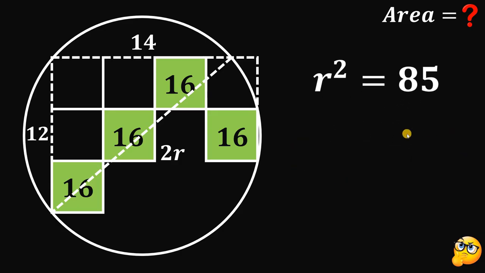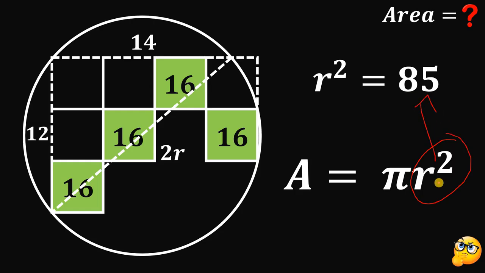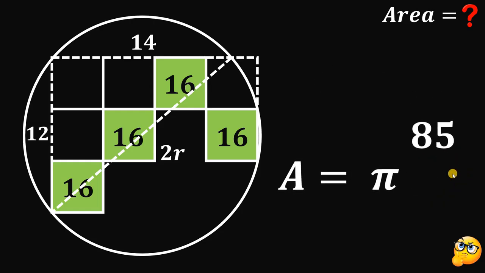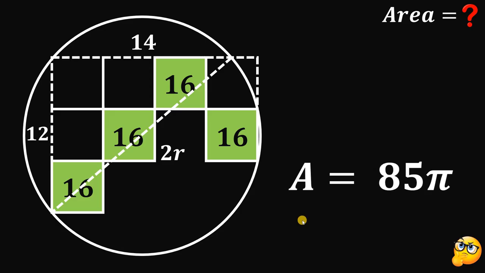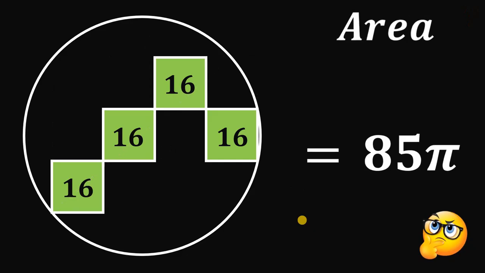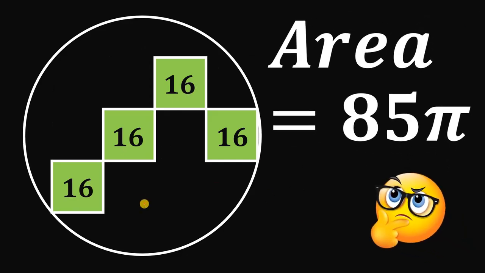Now, we know the value of r squared. And we know that the area of the circle can be computed using the formula pi r squared. This r squared is just 85, so we can replace r squared with 85. So we can say that the area of this circle must be equal to 85 times pi square units. And there you go. This is the area of this circle. And using this figure, we can say that its area must be equal to 85 times pi square units. And as always, we are done.